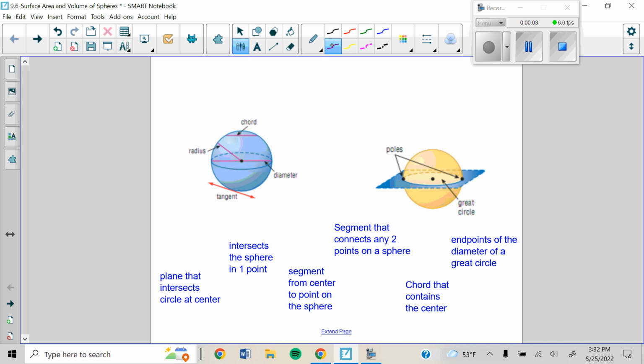Ladies and gentlemen, 9-6 today is surface area and volume of spheres. So we're just going to talk about some vocab here for spheres. I want you to write this down in that open space around all of it.